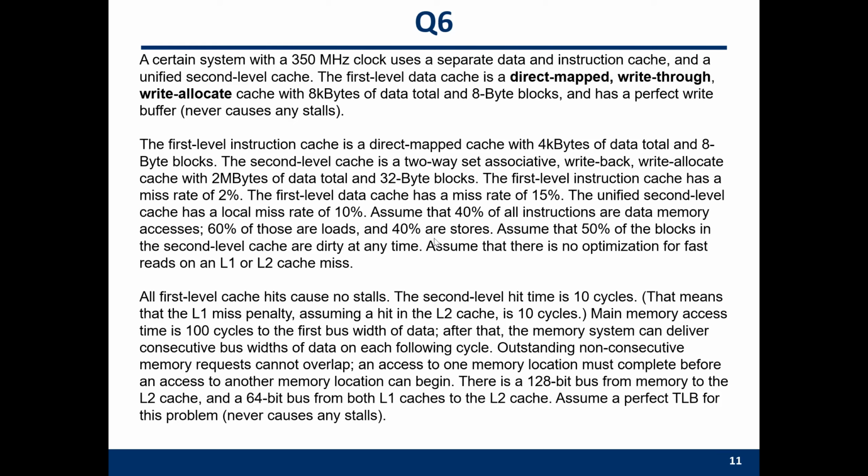The second level cache is a unified cache. In the L1, you have a data cache and an instruction cache. In the L2 cache, you only have one cache for both instruction and data. The L2 cache is a two-way set associative cache, write back, write allocation, 2 megabytes total size, and each block is 32 bytes.